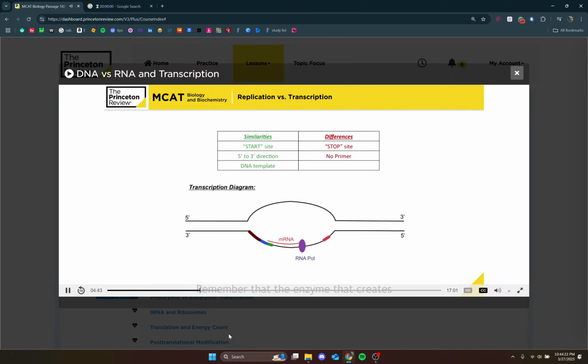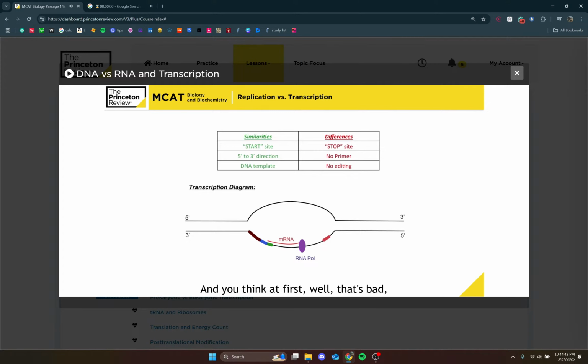Remember that the enzyme that creates the primer for DNA replication is an RNA polymerase, and the primer is a little piece of RNA. So RNA polymerases can start a strand from scratch. So we don't need a primer for transcription. And lastly, there's no editing in transcription, no proofreading.